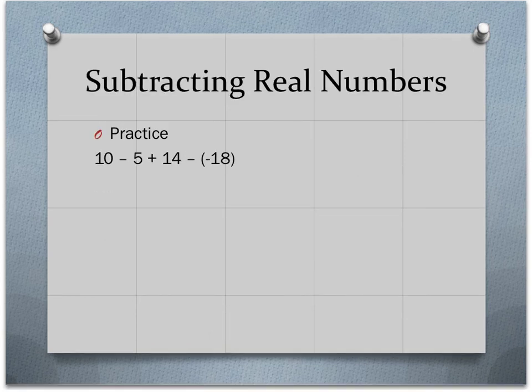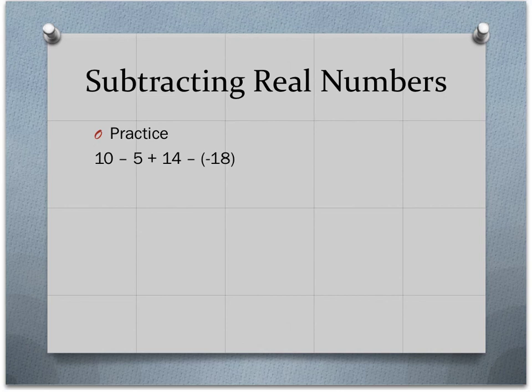So we'll do one more. We'll do an example dealing with subtracting real numbers. So in this we have 10 minus 5 plus 14 plus a negative 18. So again, we'll think about this concept called add op, or add the opposite. So anywhere I see a subtraction sign, I'm going to change it to addition, and then the next digit that I see, I'm going to change it to its opposite.